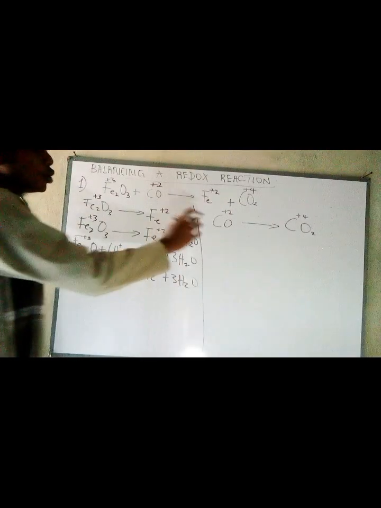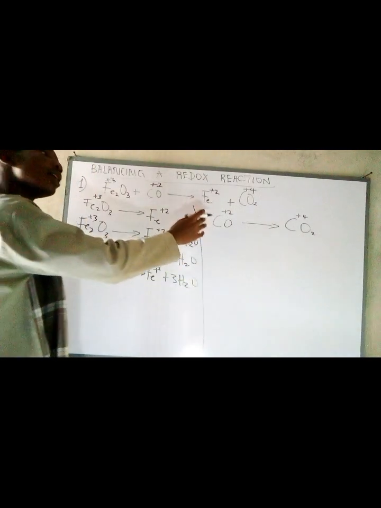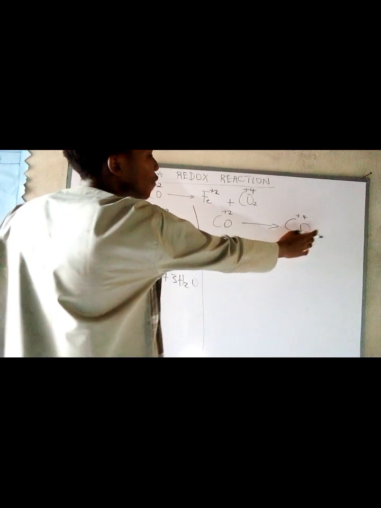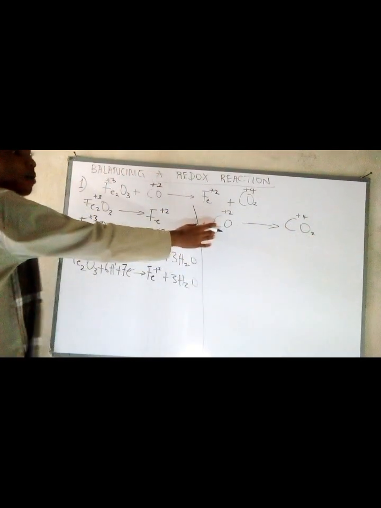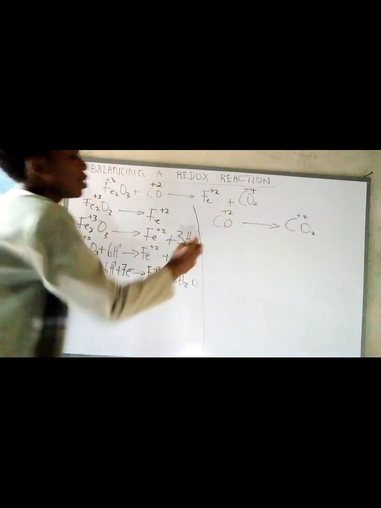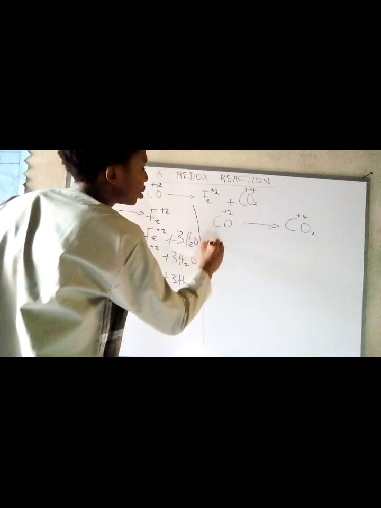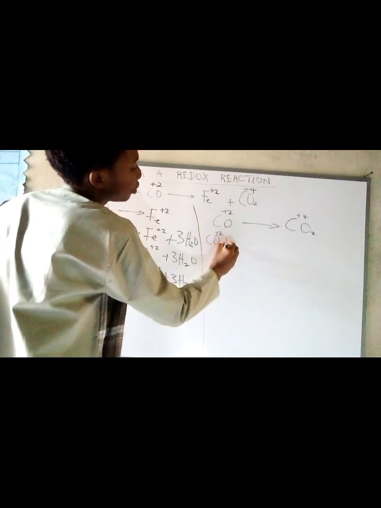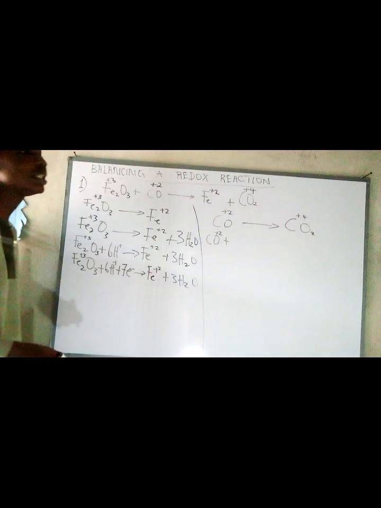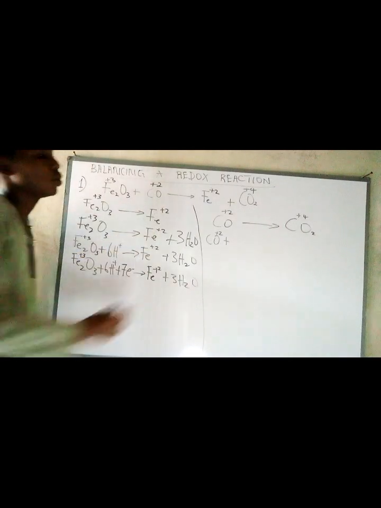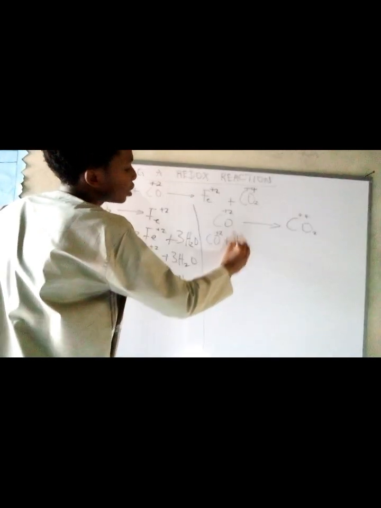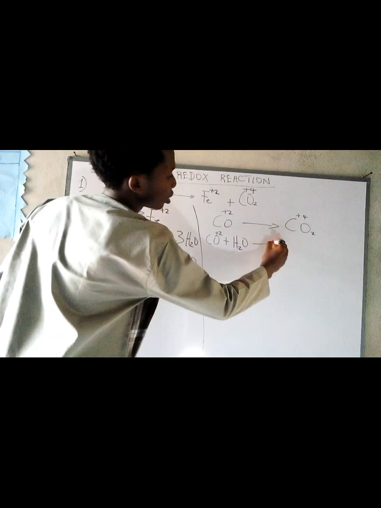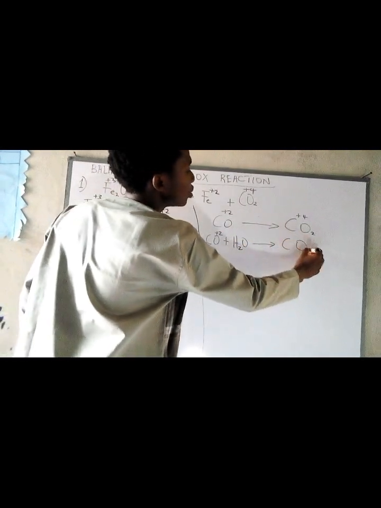Okay, what do we do? We add a water molecule to this side, because the number of atoms of oxygen here is not equal to the number of atoms of oxygen here. So now let's add water molecule. CO2 plus how many water molecules do we need to balance this side? We just need 1 water molecule to give us CO2.